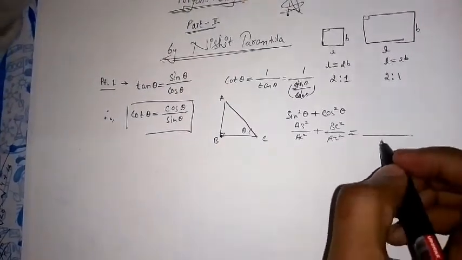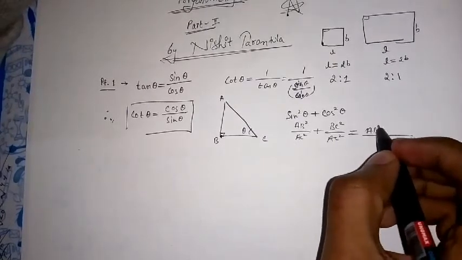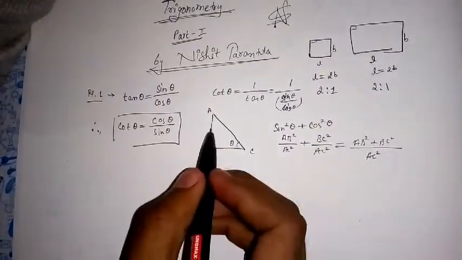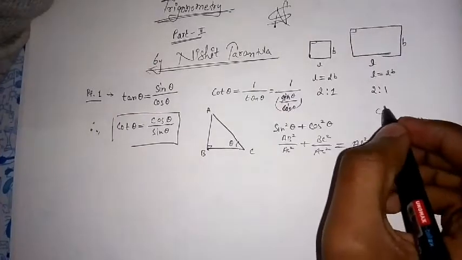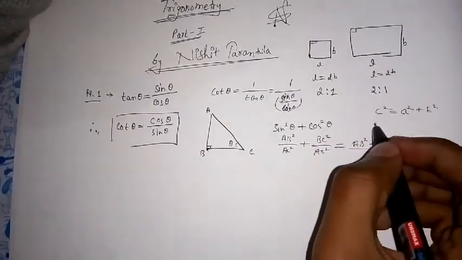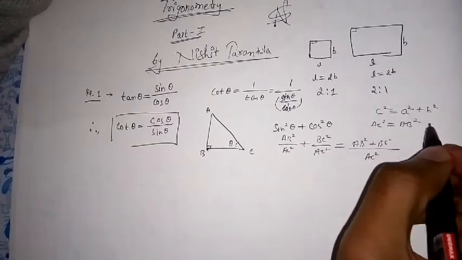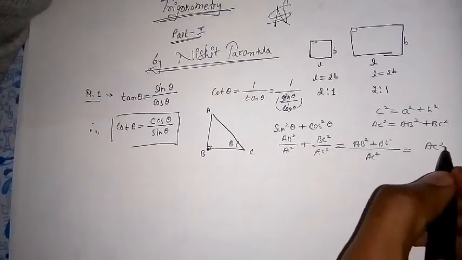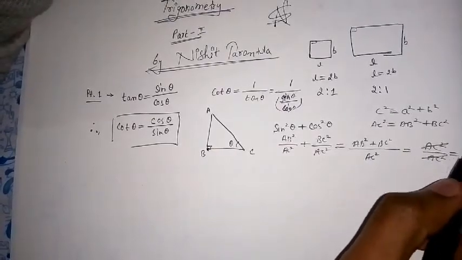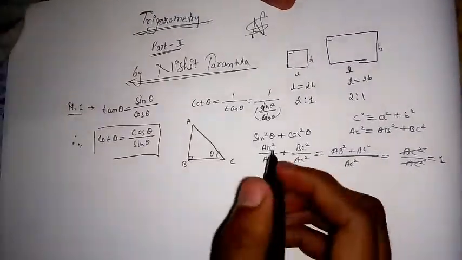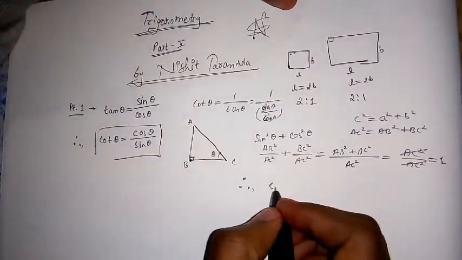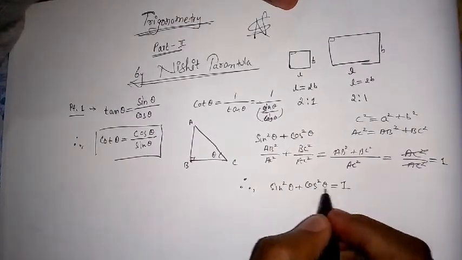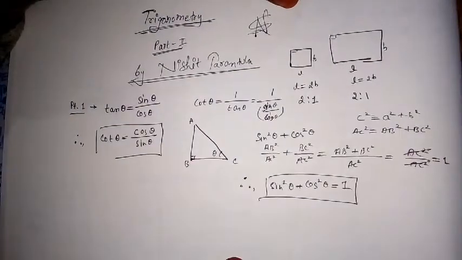Simplifying this, we'll get AB square plus BC square over AC square. Now you'll notice that AB square plus BC square is nothing but AC square according to the Pythagoras theorem. So we can substitute AC square here, and we'll have AC square over AC square. Cancelling both terms will give us 1. Therefore we can say that sine squared theta plus cos squared theta equals 1. This is our third identity.